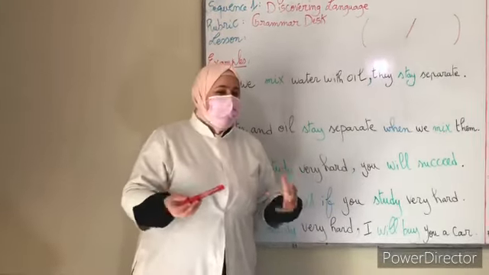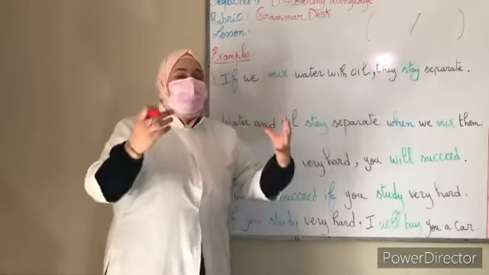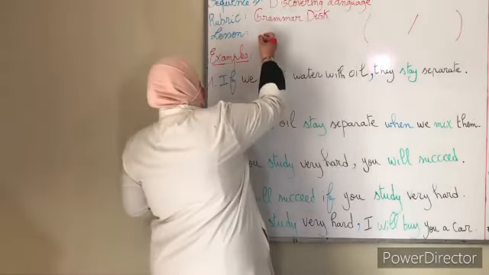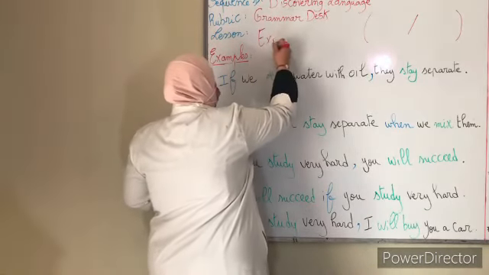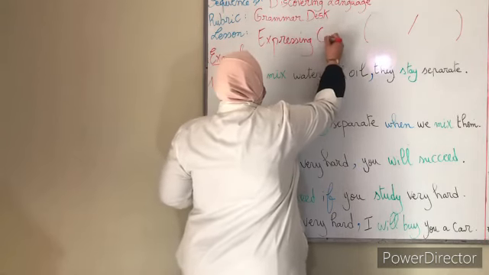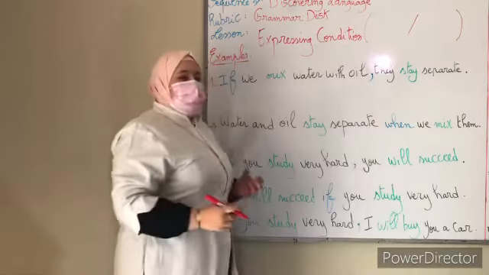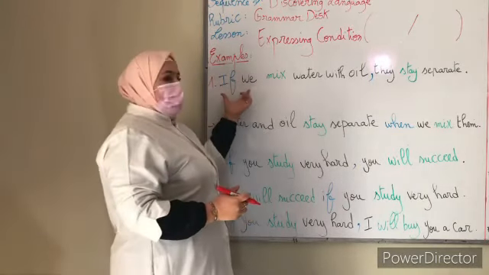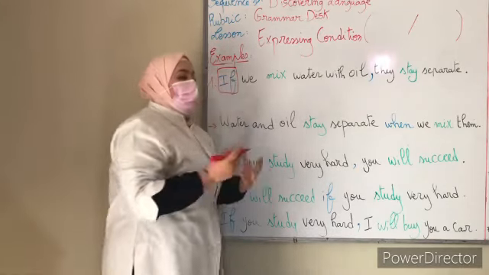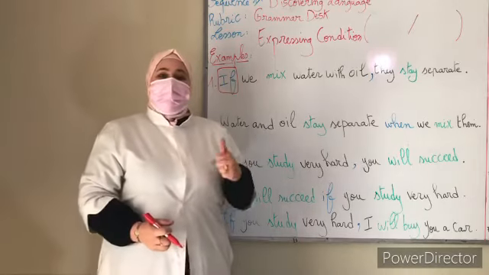What do you think our lesson for today is about? You can see that if, when. Yes, so the lesson of today is about expressing condition. We can see here that we have if, and of course if is a subordinating conjunction that expresses condition.